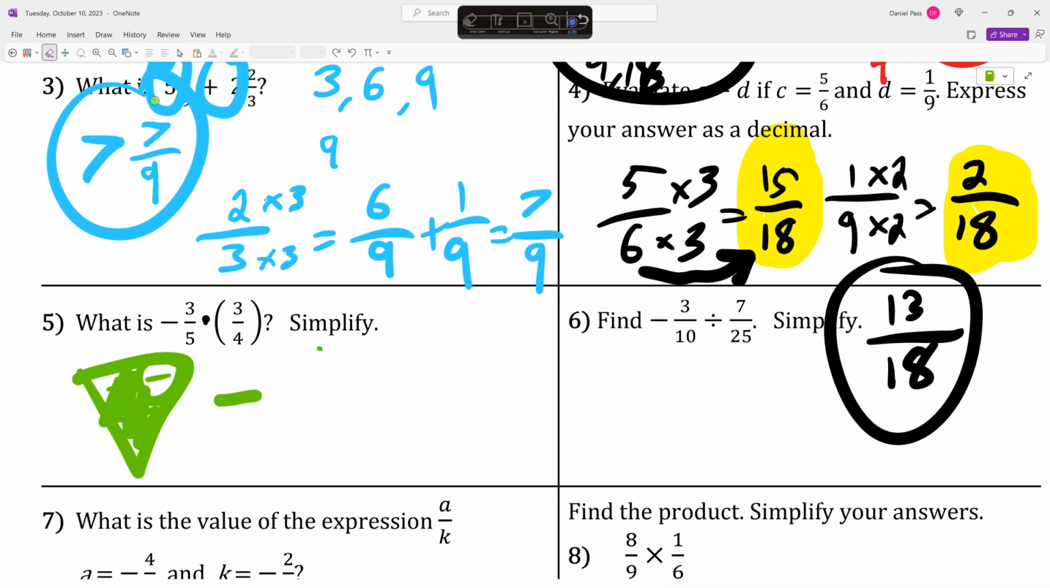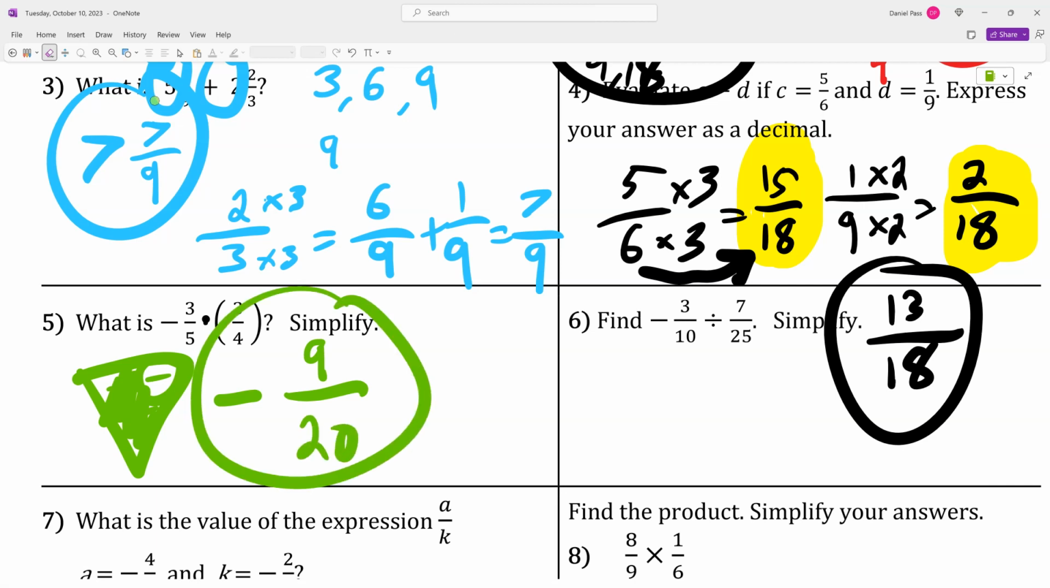We multiply them, we get negative 9 twentieths. Excellent. Who got that one right? Awesome. Okay, good for you. Okay, now what about number 6?